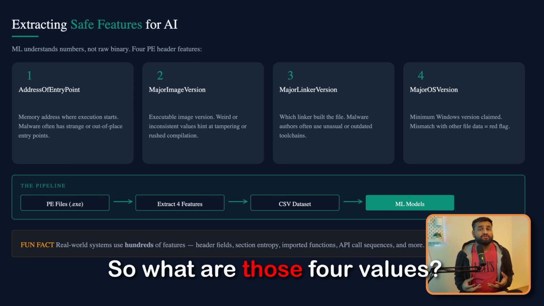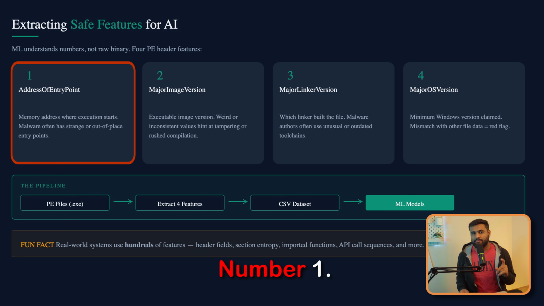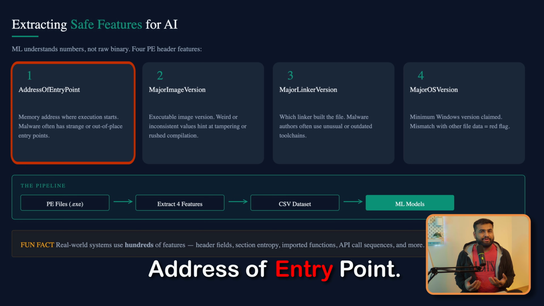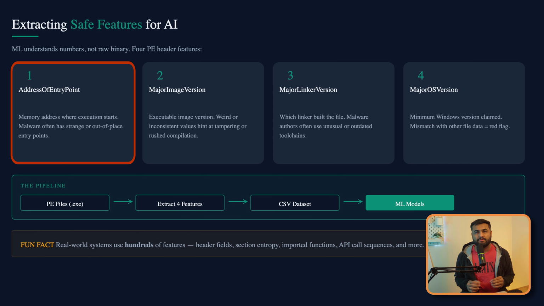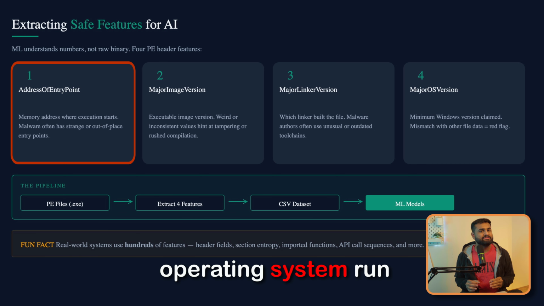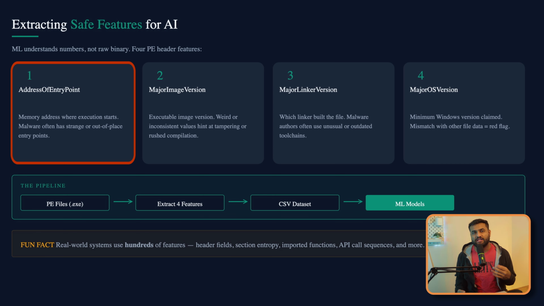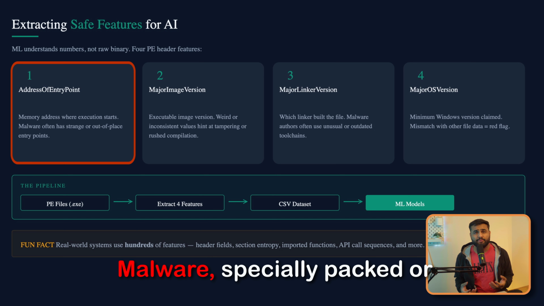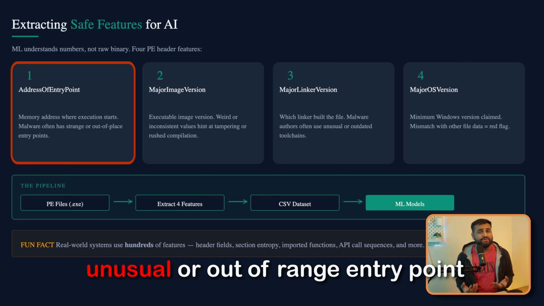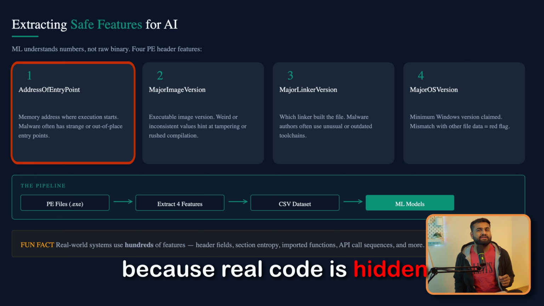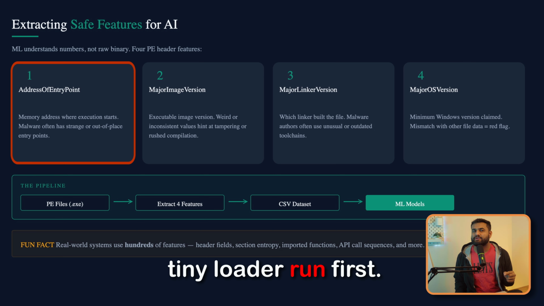So, what are those four values? Number one, address of entry point. This is the memory address where the program begins executing, the very first instruction the operating system runs when the file launches. Legitimate programs have predictable, standard entry points. Malware, especially packed or obfuscated malware, often has an unusual or out of range entry point, because the real code is hidden somewhere else and a tiny loader runs first.